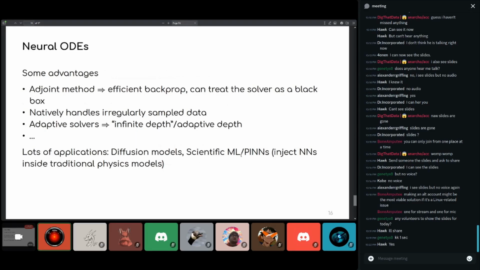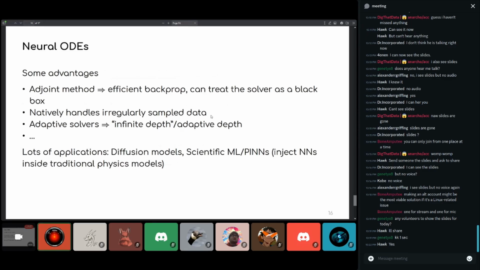You can choose. Another nice thing is that this kind of model can natively handle irregularly sampled data because now time is a continuous parameter. So if you have data like a time series model with data at random times, that would usually be a pain to do with something like an RNN. Here, no problem. You just ask your ODE solver to stop at these times, and you can compute the loss without any problems.